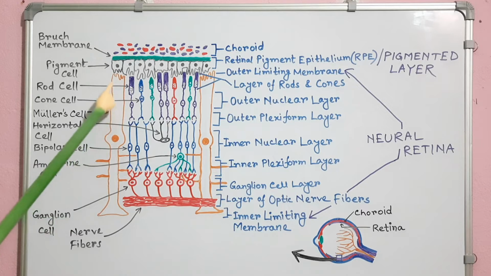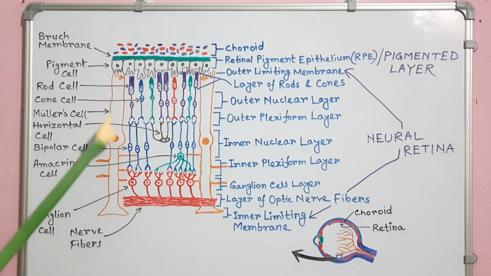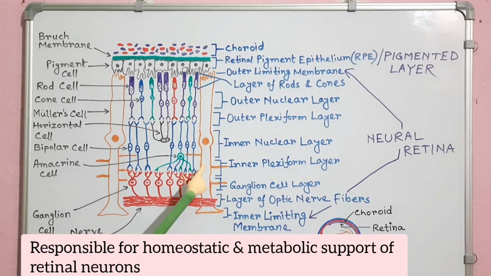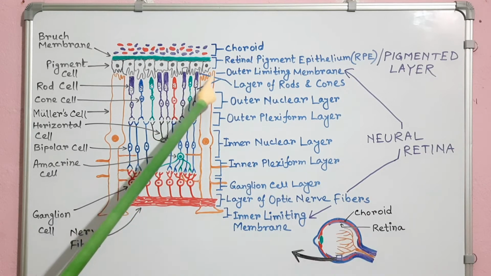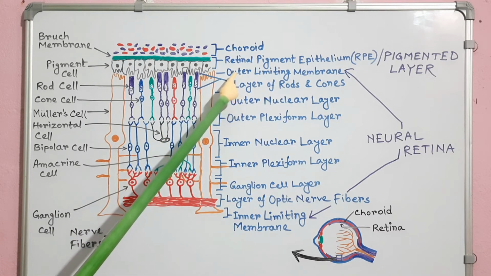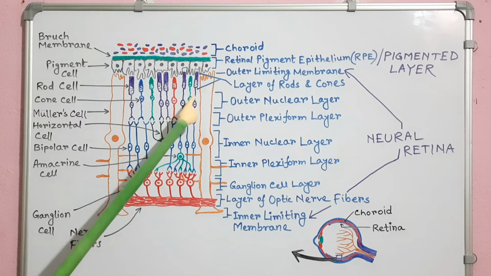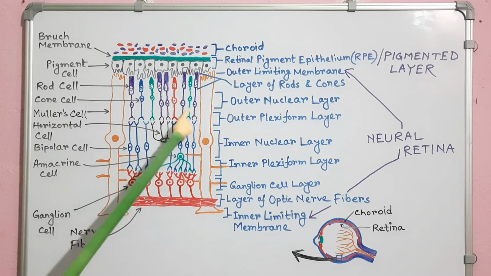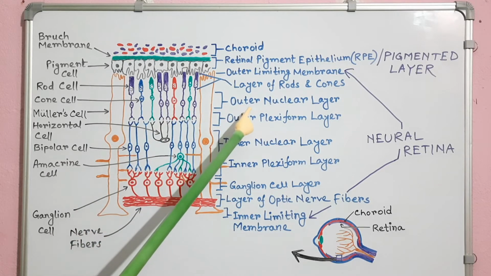This is Muller's cell. Muller's cells are responsible for the homeostatic and metabolic support of retinal neurons. The apical boundary of Muller's cells form the outer limiting membrane layer. In this layer, all the cell bodies or nuclei of retinal rods and cones are present. So, this layer is named as outer nuclear layer.